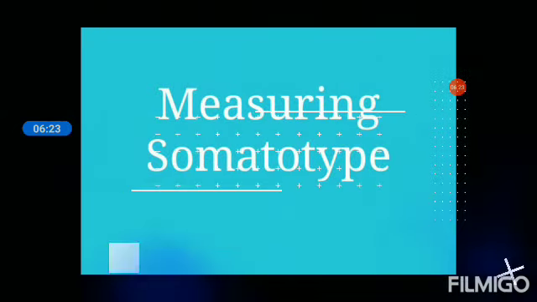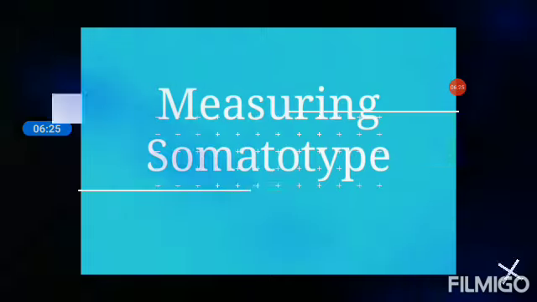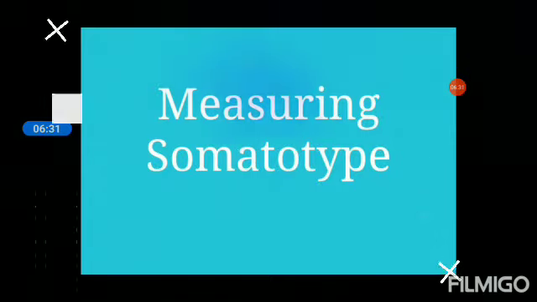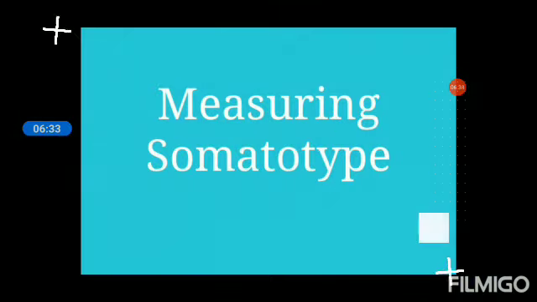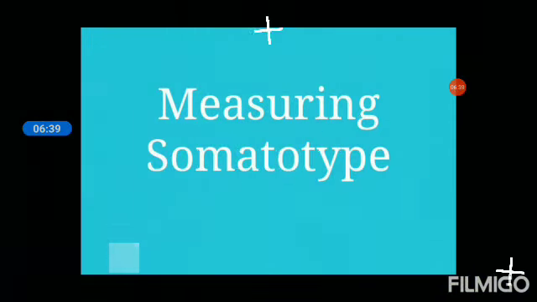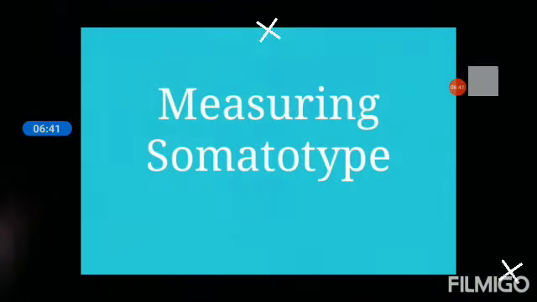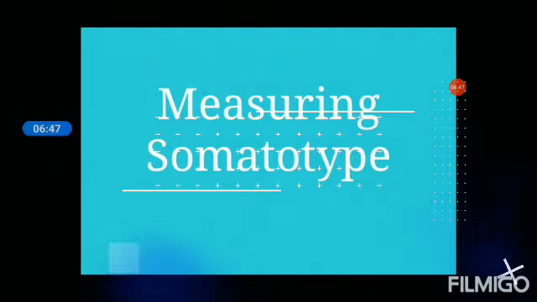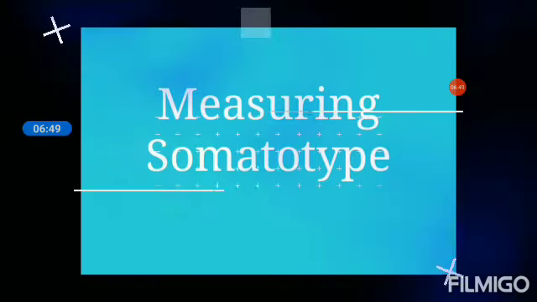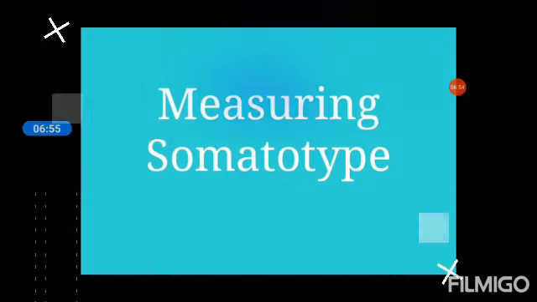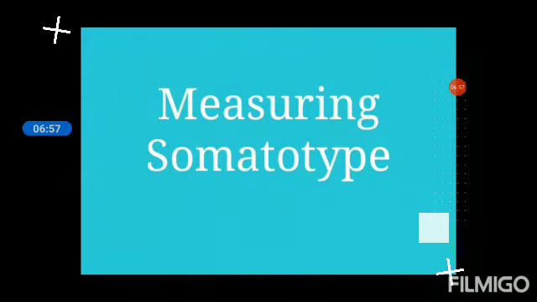Next subtopic, measuring somatotype or body type. Somatotype is measured by using the Heath-Carter measurement system, in which ratings for endomorphy, mesomorphy and ectomorphy are calculated using various measurements. In each of the three categories, an individual is usually classified on a scale of 1 to 7. 1 is the minimum rating and 7 is the maximum rating. There is also a somatotype chart given in the text. You just go through it.